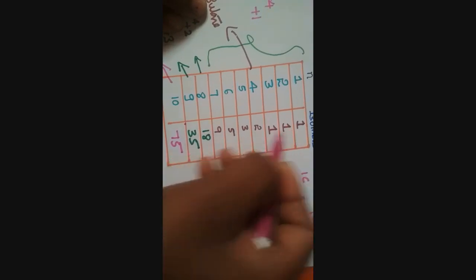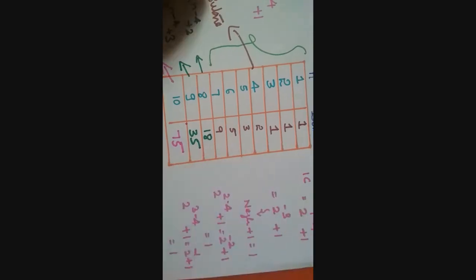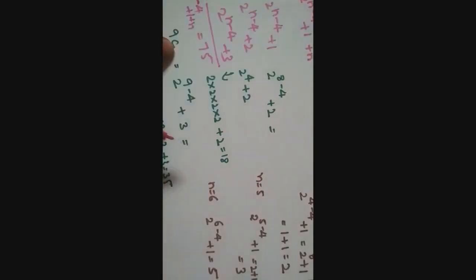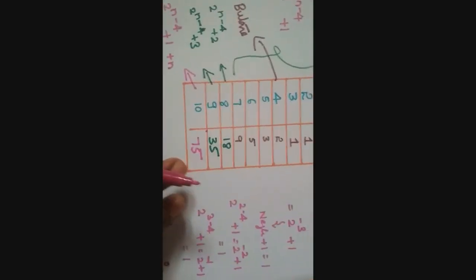If you sum this one, you are getting this one. This is the total formula for the 10 carbon atom: the sum of 2 to the power of n minus 4 plus 1, 2 to the power of n minus 4 plus 2, and 2 to the power of n minus 4 plus 3. It gives the value 75. Or you can write 2 to the power of n minus 4 plus 1 plus n. It is a sum of this, and you are getting 75. It is a very easy trick, students.